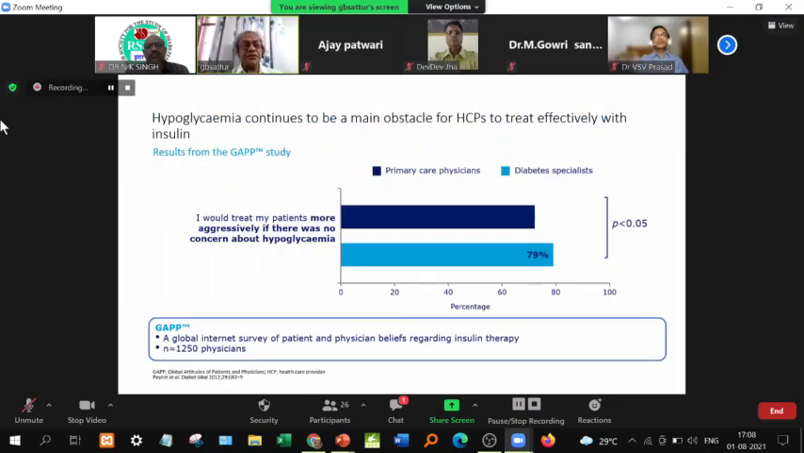This is again a very interesting slide. When you tell them that there is hypoglycemia, there are results from the GAP study. It shows the statement, I would treat my patients more aggressively if there was no concern about hypoglycemia. You can see that here. Primary care physicians were only around 75%. When this confidence was given, the specialists or the endos said 79% of them were ready to take the risk of hypoglycemia. This has been extremely well proven in Canada.